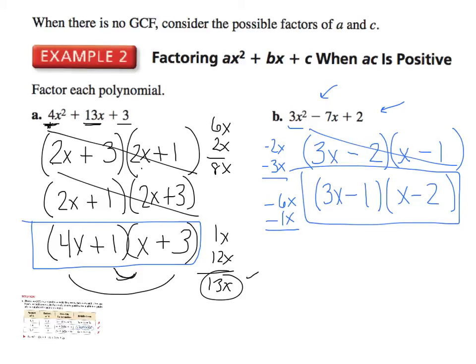Once again, you could actually FOIL these, multiply these 2 binomials together to see if this will give you your answer. But to save the time, you can just check inside and outside to see if it works.